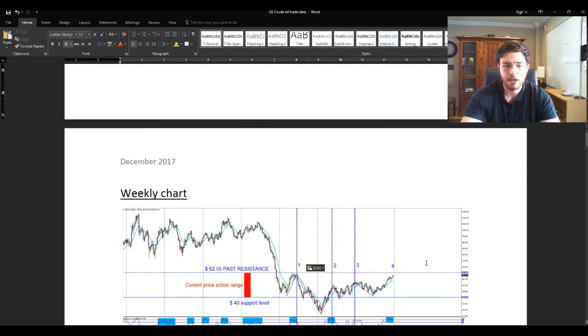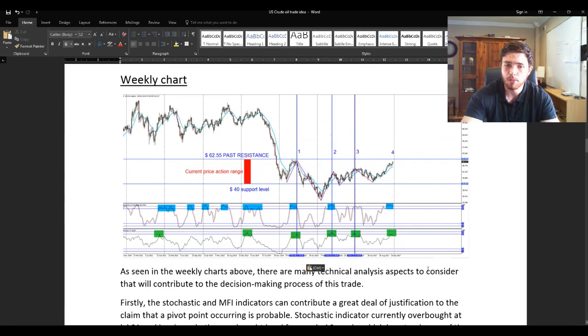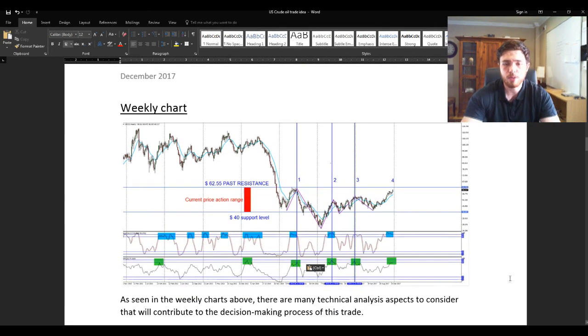Okay, so basically going into the weekly charts, you can see there's a lot more information here. On the weekly charts, what I've identified is basically the past 3 pivot points, and I'm identifying the brand new point that we're hoping is going to pivot as point number 4. So what you can see is I've also identified that the MFI levels in green, which is on the bottom part of the chart, have gone into the overbought region quite a few times.